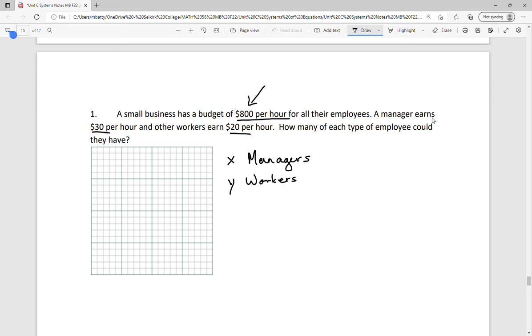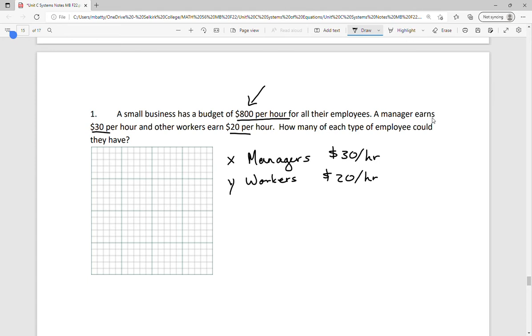The other thing here that I know is that managers make 30 bucks an hour and workers make 20 bucks an hour. So I like sorting my information. I like having a place to stop, because as soon as I read this, I think, holy heck, I don't know how to do this question at all. But if I break it down slowly, I can kind of work things out.